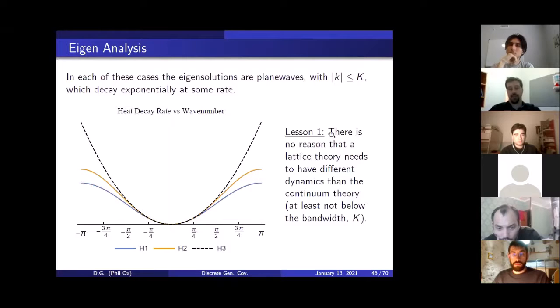So here's the first lesson for us. There's no reason that the lattice theory needs to have any different dynamics than your continuum theory, at least not if you restrict everything to be below the bandwidth K. So oftentimes you'll hear people think that when we put things on a lattice, we have to make some modification to the dynamics to make it all fit. That's just not true. You can mathematically formulate a lattice equation which has the same dynamics, at least below the bandwidth.